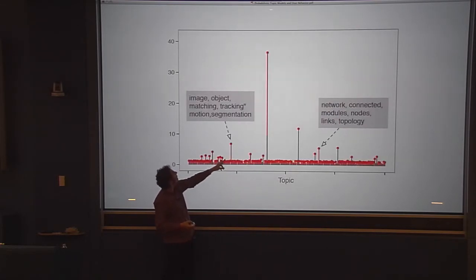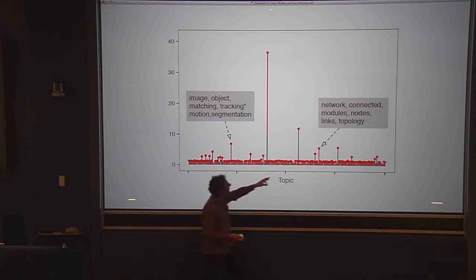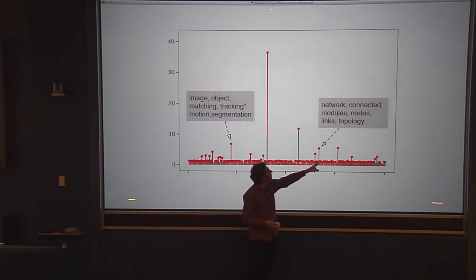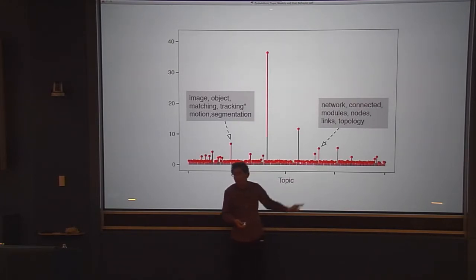Image, object, matching, tracking, motion, segmentation. So if you get on this system and you're interested in a bunch of articles about computer vision, it's going to say, you might think about Don Rubin's EM paper from 1977. Here's another example, network analysis. We'll see this later too. The statistical analysis of networks comes out of the weeds because the EM algorithm has become important in that field as well for doing community detection.